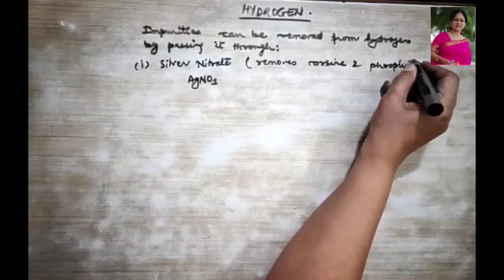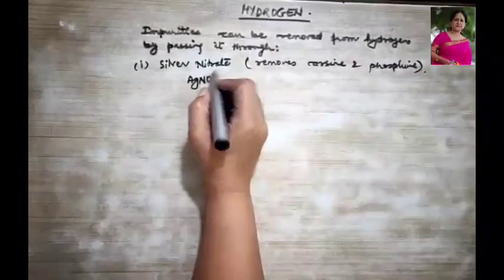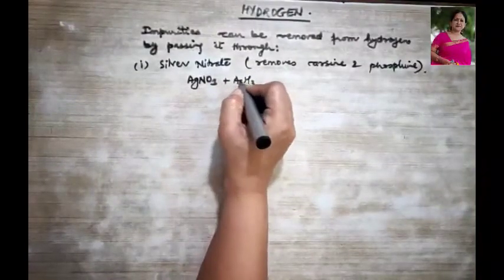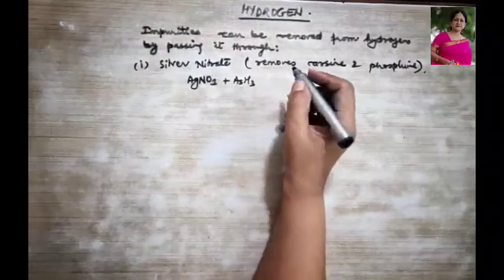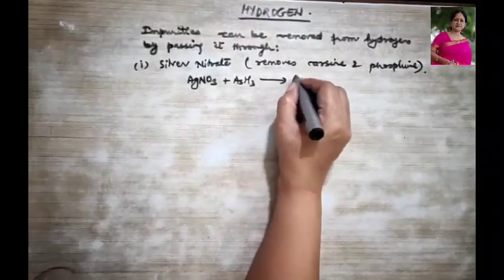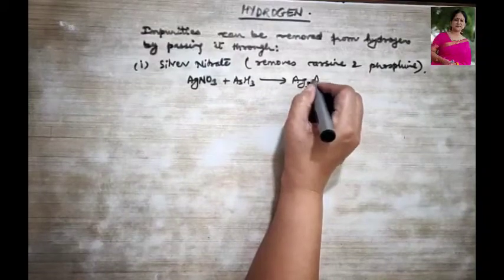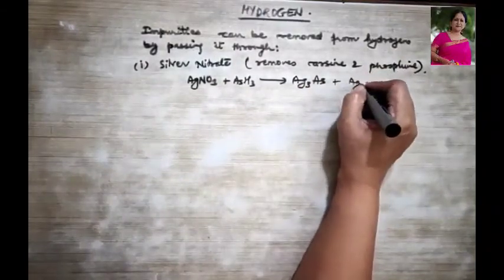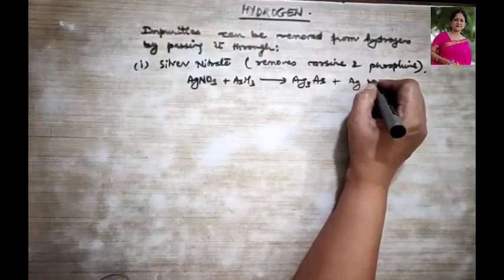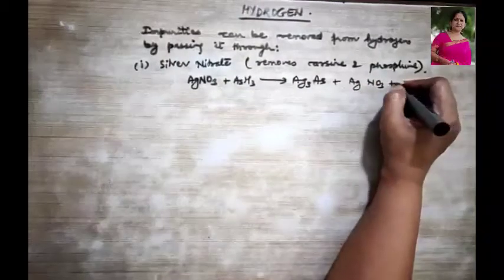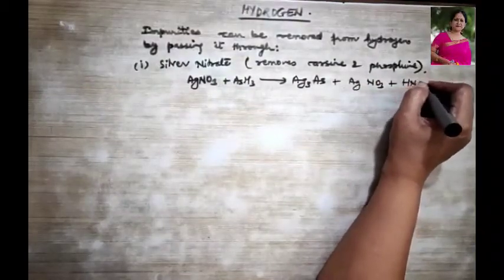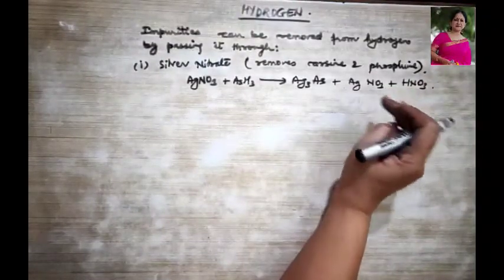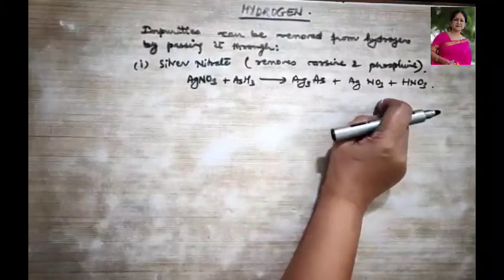Okay, so AgNO3, when it combines with arsine, that is AsH3, what is it going to form? It will form silver arsine plus nitric acid will be formed. Some part of silver nitrate will be left unreacted.